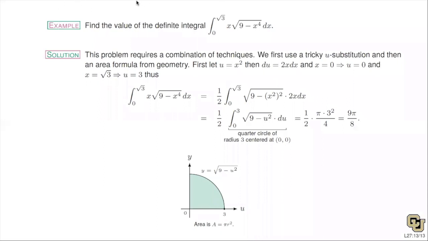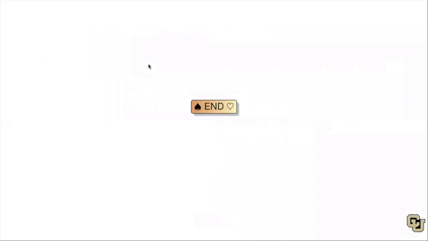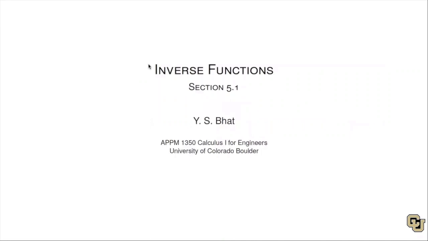So this ends our discussion on section 4.5. And so now I start the very last chapter of Calc 1, which is chapter 5. Calc 2 will go through chapters 6 through 9, and I believe Calc 3 is chapters 10 through 13, something like that. So you'll go through the entire book.